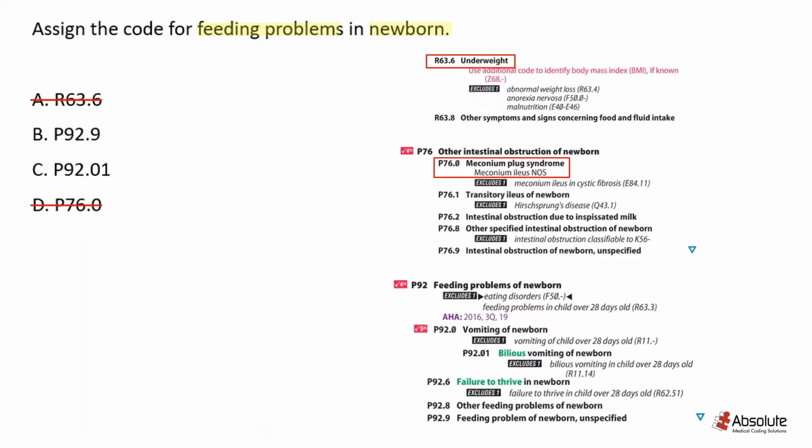Option D is P76.0, which is for meconium plug syndrome, and that is also not what we are looking for here. Option C is P92.01, which is for bilious vomiting of newborn. No, the patient didn't have that condition. Finally, we are left with option B, P92.9, which exactly matches all the keywords. It's coding for a feeding problem in newborn, unspecified.